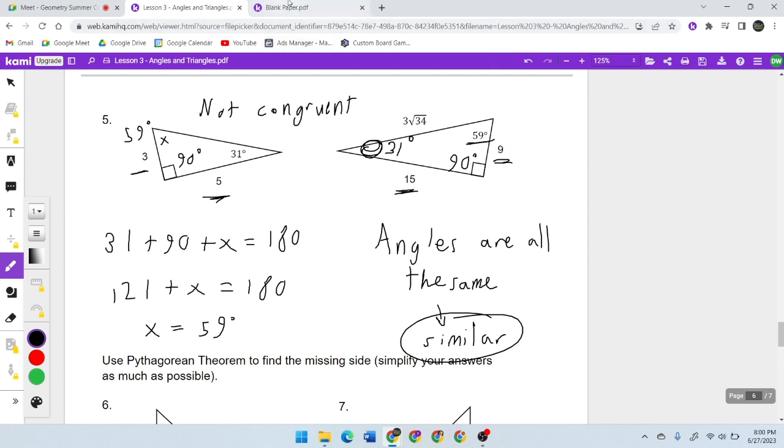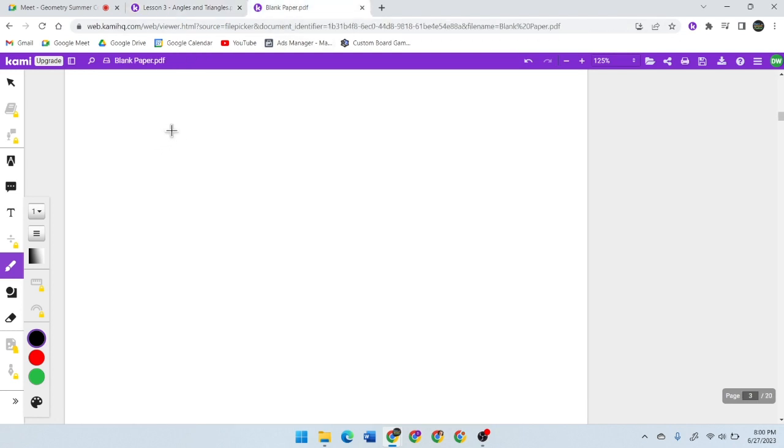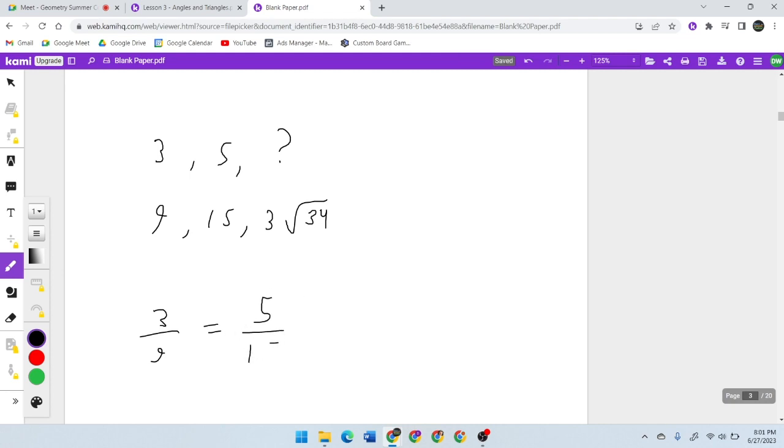If we forget what that means, for the little triangle, it was 3, 5, blank. You're going to say question mark. And the other one was 9, 15, 3 root 34, which looks kind of confusing. But basically, 3 over 9 must equal 5 over 15, which must equal that question mark. I'm just going to call it x again: x over 3 root 34.